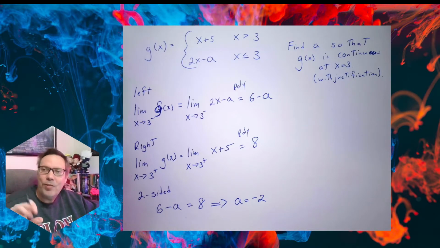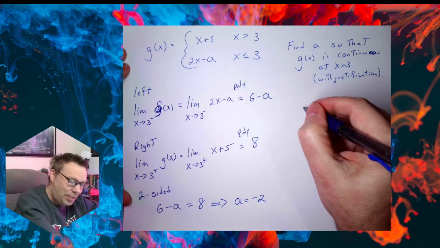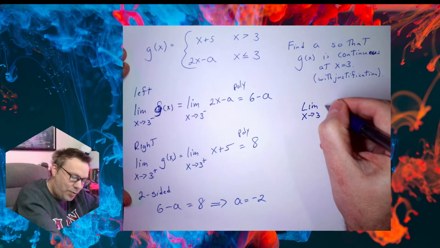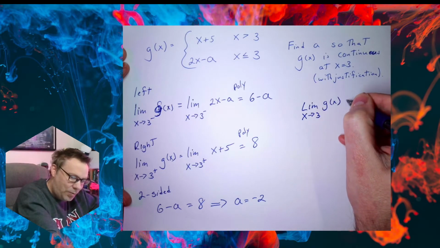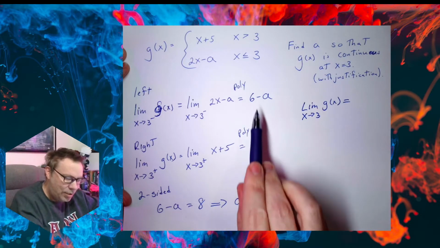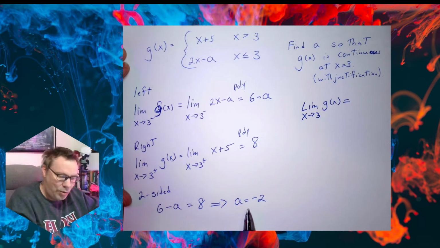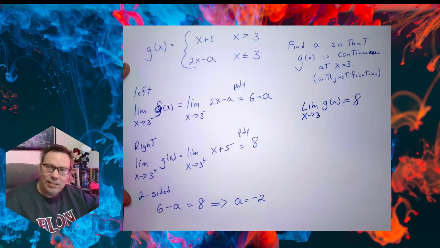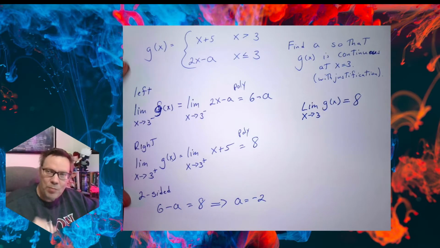So that's half of the story. So now I have that the limit exists. So this is what I have so far, that the limit as x approaches 3 of g of x is equal to, I can choose either 8 or 6 minus a, where a is -2, but in both cases I get 8. So that's step number 1.